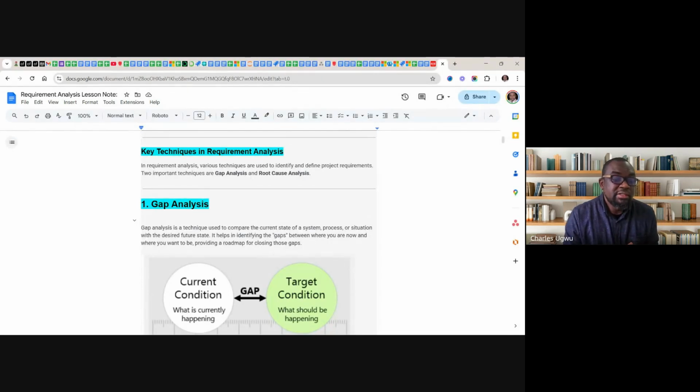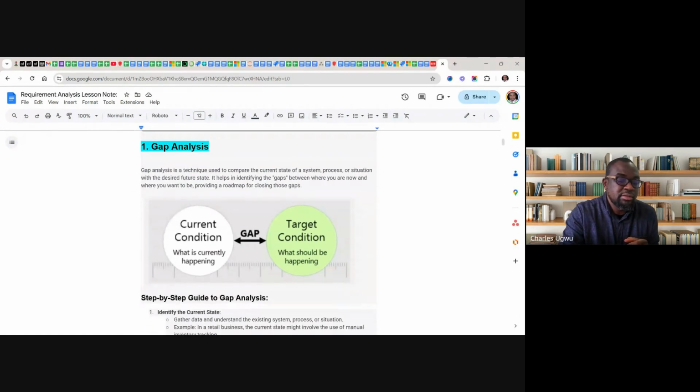So in requirement analysis, various techniques are used to identify and define the project requirement. 2 important techniques are gap and root cause analysis. It's very simple to use them if you understand them. Gap analysis is a technique used to compare 2 states or systems. It's a comparative analysis. You can call it comparative analysis. That's another way you can refer to gap analysis.